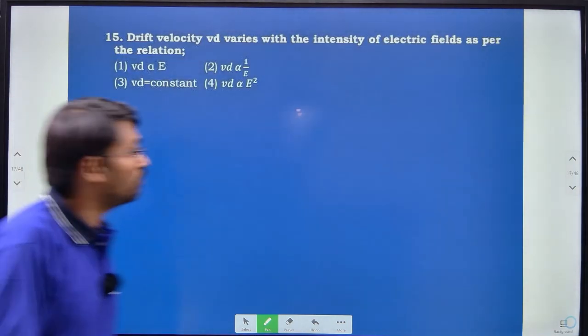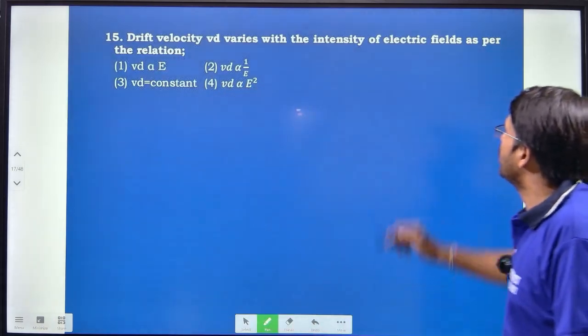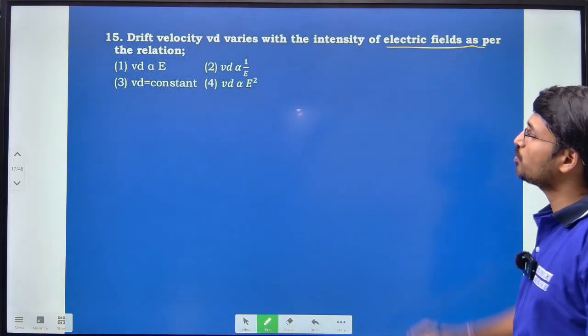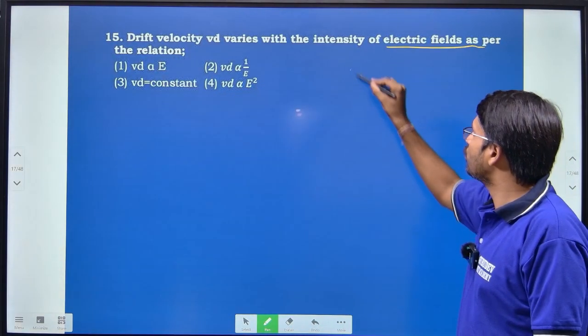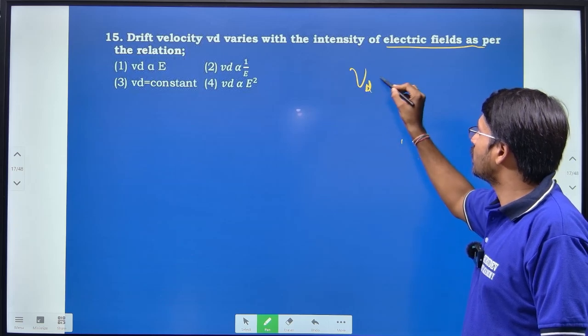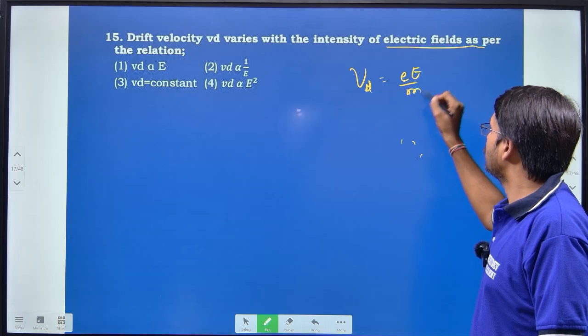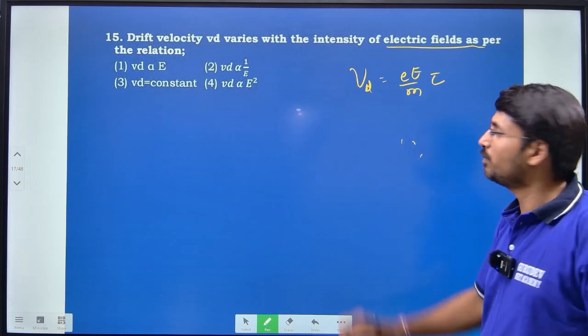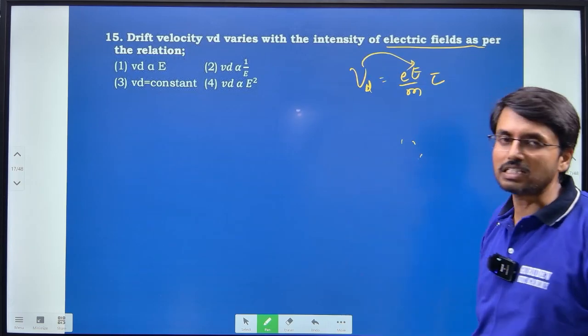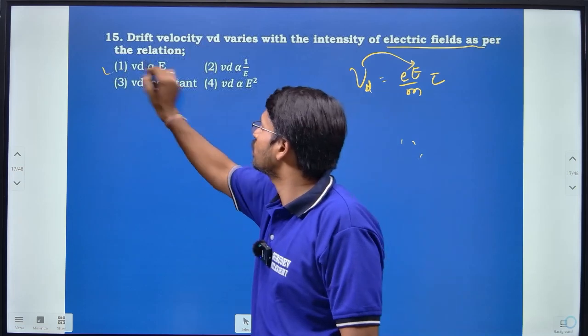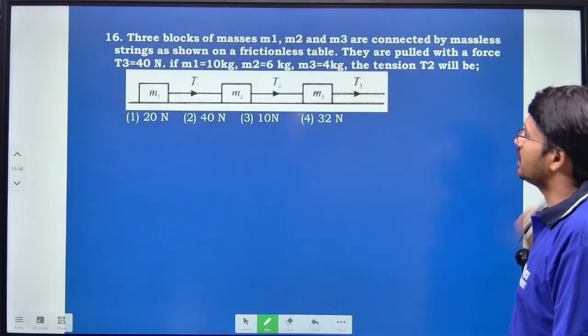Next, drift velocity Vd varies with the intensity of the electric field as per the relation. So what is the equation for the drift velocity? It is actually the average velocity. So we write eE divided by m multiplied by the relaxation time. So it is directly proportional to E. Therefore the first option is the right answer here.